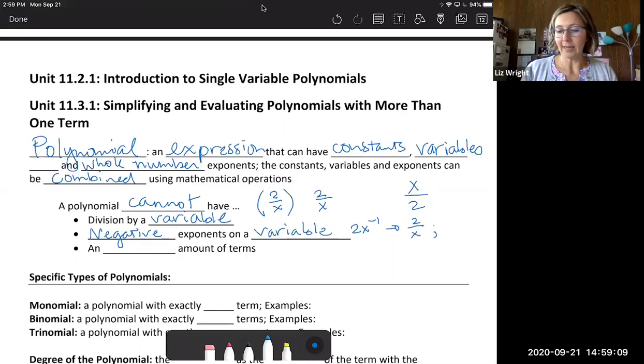However, you can have something like 2 to the negative 1 times x. That's totally fine because the negative 1 exponent is on the 2, not on the x. This would also be 1/2 x, and that's okay. That would be considered a polynomial, and would actually be called a monomial. You also can't have an infinite amount of terms. We don't really see those situations in this class, but that's another scenario that a polynomial cannot be.